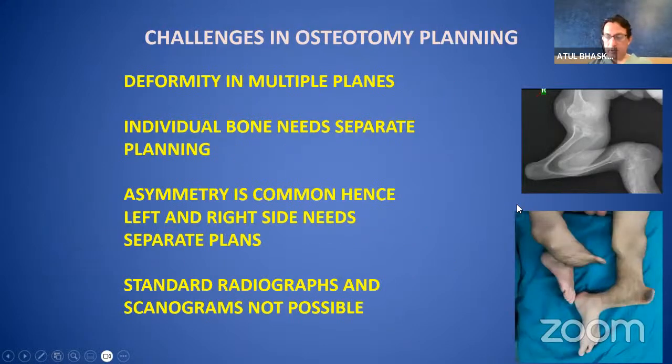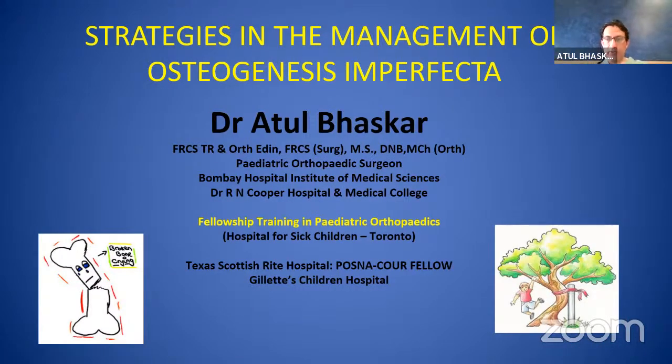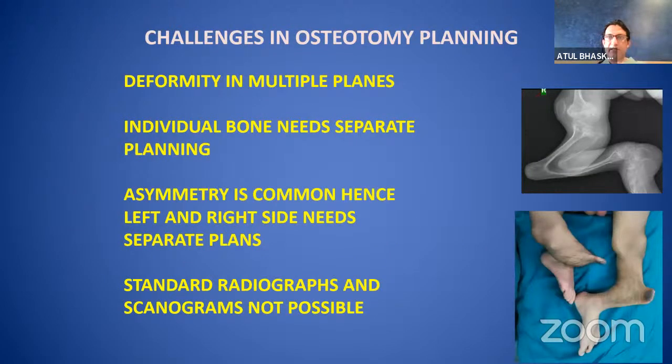So I'm just going to give a brief overview on the strategies we use for treatment of osteogenesis imperfecta. And I think one of the biggest challenges we face typically is planning of the osteotomy, because there are deformities in multiple planes. Individual bone needs separate planning, and asymmetry is extremely common. Hence, you may have to plan separately for the left and the right side. Also, limb length assessment is not easy, especially if the deformity is severe, and hence standard scannograms may not be possible. So you may sometimes have to take CTs or separate X-rays of the leg.